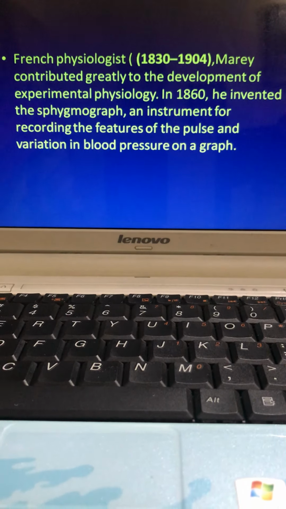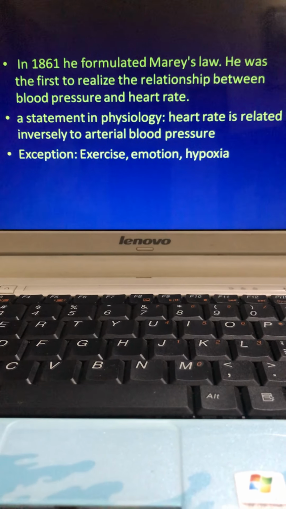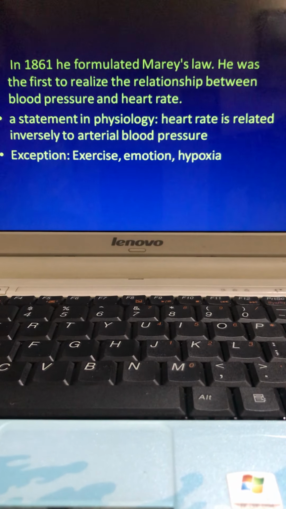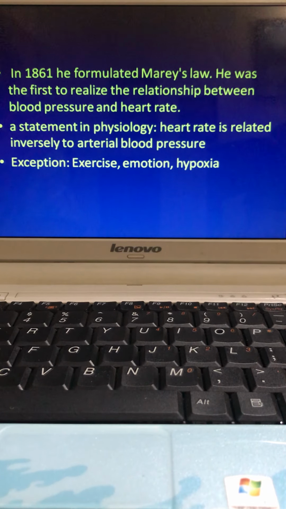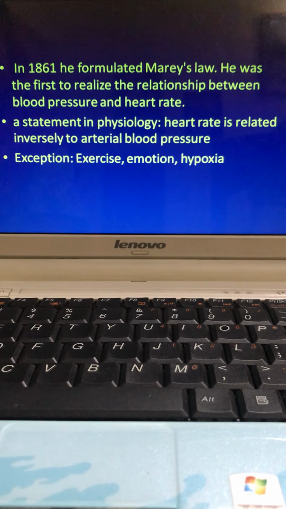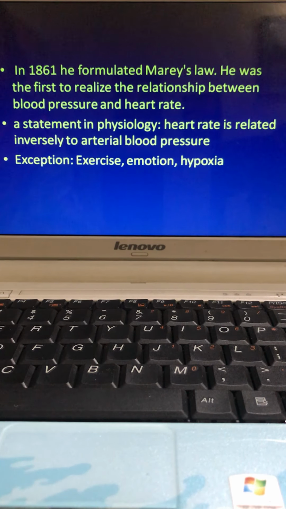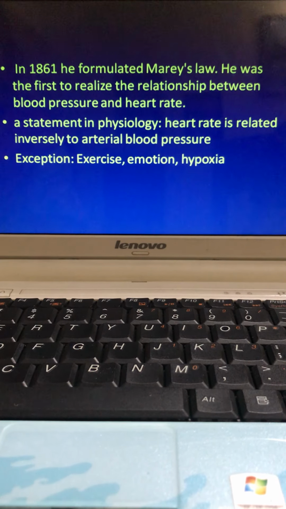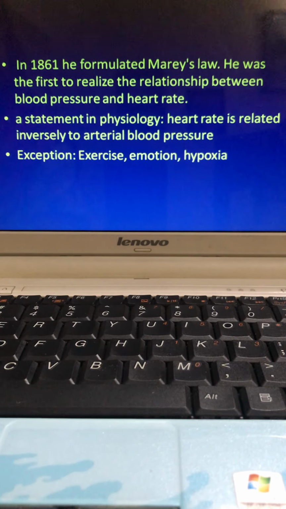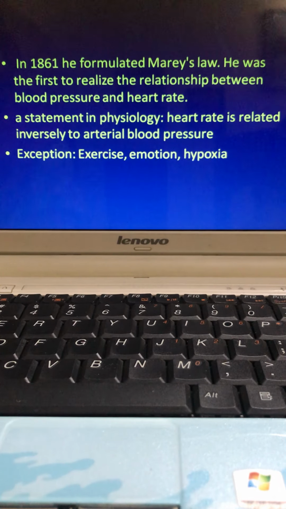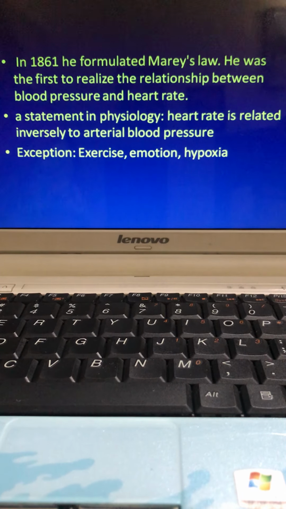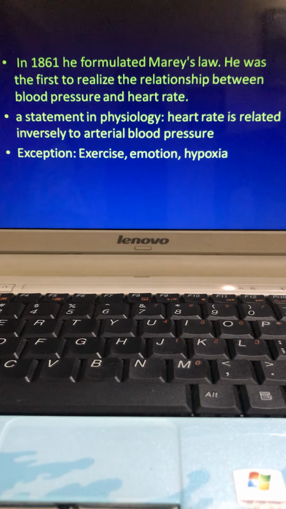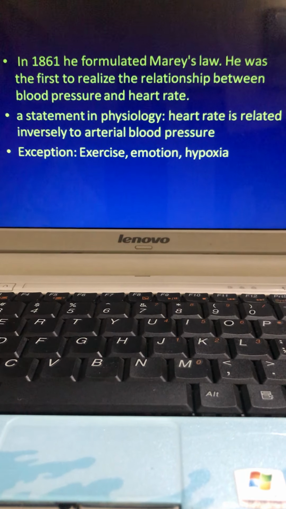In 1861 he formulated Marey's law. He was the first to realize the relationship between blood pressure and the heart rate. What is the statement regarding physiology? Heart rate is related inversely to the blood pressure. Exceptions: exercise, emotion, and hypoxia.